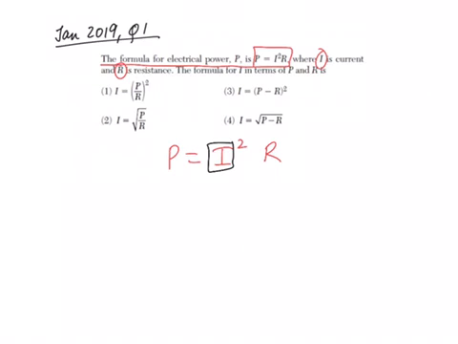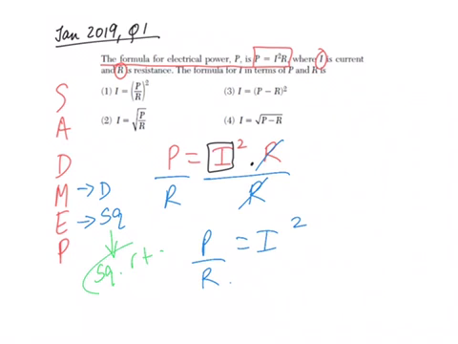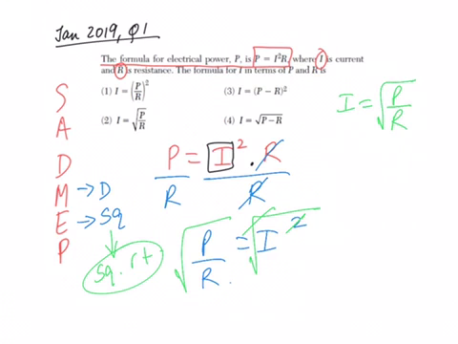So we want to make I the subject. We have a multiplication. So let's use SADMAP. So you see how SADMAP is so important. So we see multiplication, what's the opposite? Division. So let's divide R on both sides. So I squared is equal to P divided by R. And then we see an exponent. We see a square. What's the opposite of square? Square root. So I is equal to the square root of P divided by R.